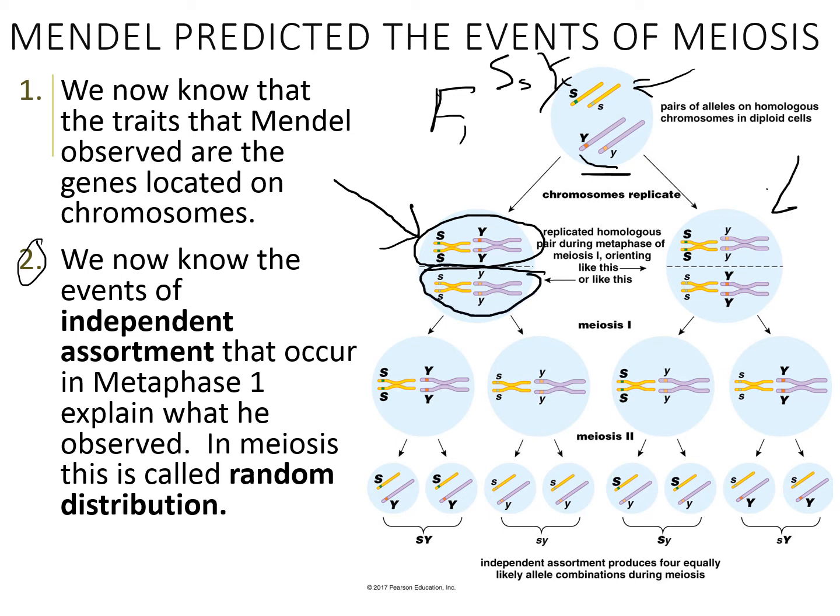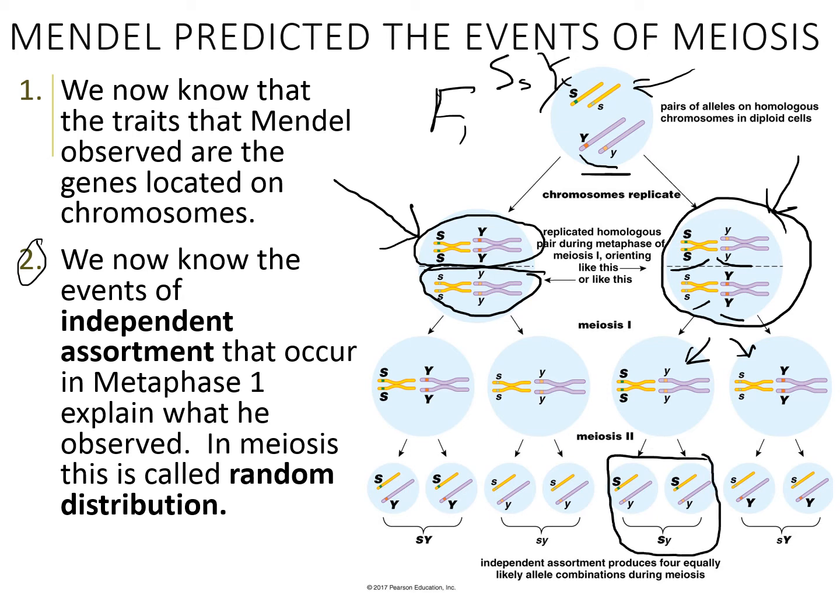So let's look on the right here. This random distribution, in this case, the big S was on top with a little y, and the little s was on top with a big Y. So in this case, we get different gametes formed. You can trace this out in the rest of the diagram here. Long story short, here are the gametes that can be produced when random distribution causes the dominant and recessive alleles to be kind of mixed up.